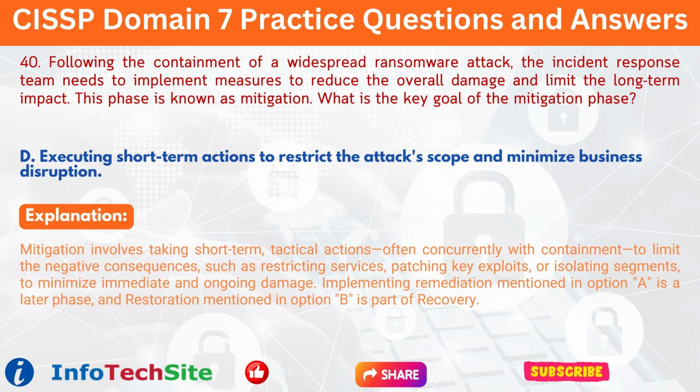The correct answer is D. Executing short-term actions to restrict the attack scope and minimize business disruption. Explanation. Mitigation involves taking short-term, tactical actions, often concurrently with containment, to limit the negative consequences, such as restricting services, patching key exploits, or isolating segments, to minimize immediate and ongoing damage. Implementing remediation mentioned in Option A is a later phase, and restoration mentioned in Option B is part of recovery.